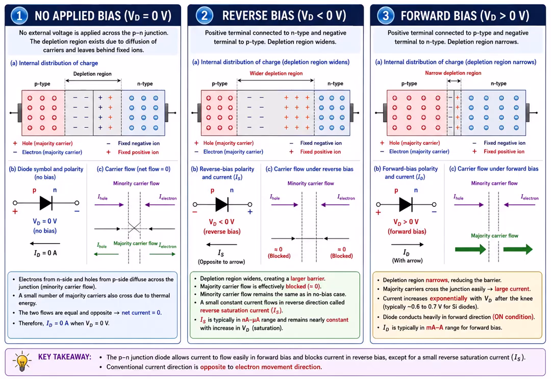Finally, remember two important points. A PN junction diode conducts easily in forward bias and blocks current in reverse bias. Also, conventional current direction is opposite to electron movement direction. This understanding will help us clearly analyze half-wave, full-wave, and bridge rectifiers.